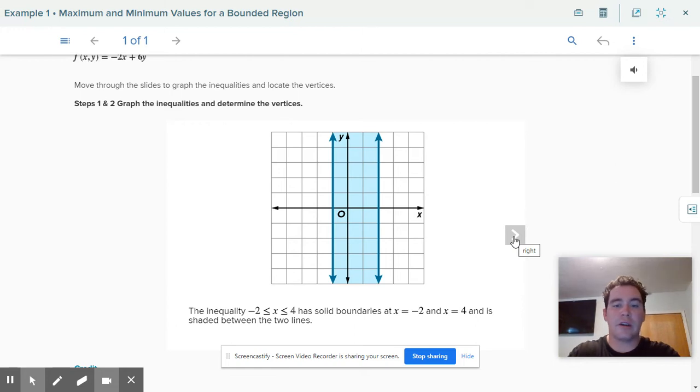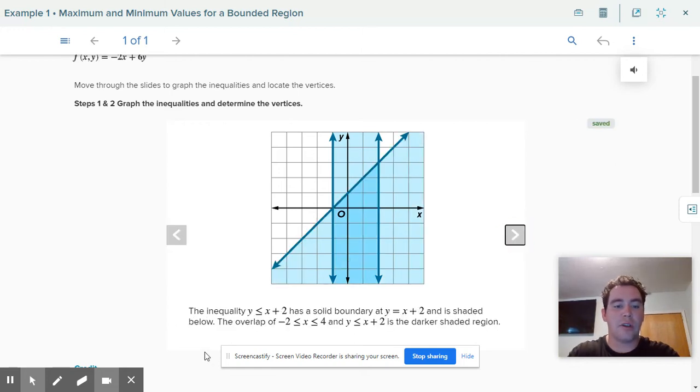We're going to do the same idea with the next inequality, which is y is less than or equal to x plus 2. It has a solid boundary because it's equal to, and is shaded below because it's less than. So we look at this line and we go down, shaded below. The overlap of -2 is less than or equal to x, x is less than or equal to 4, and y is less than or equal to x plus 2 is the darker shaded region. So the darkest shaded region, in between the two vertical lines and below x plus 2, is right here in the middle.